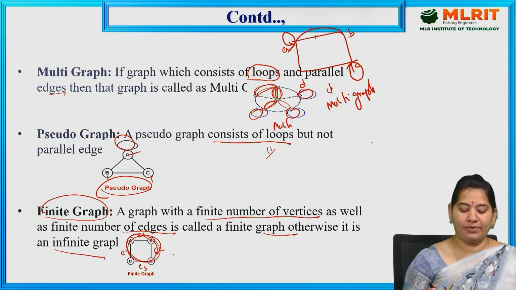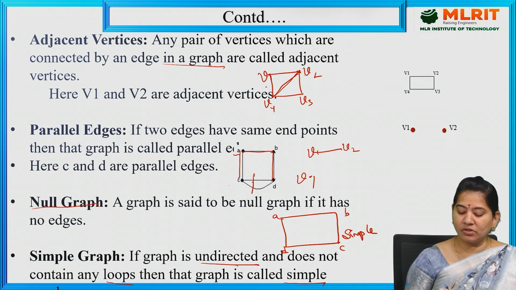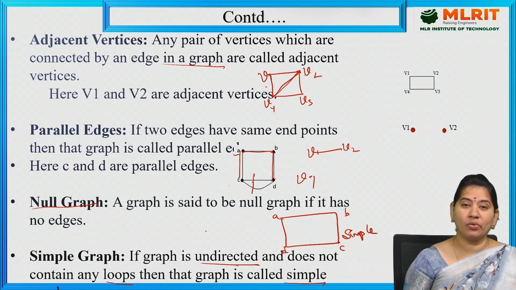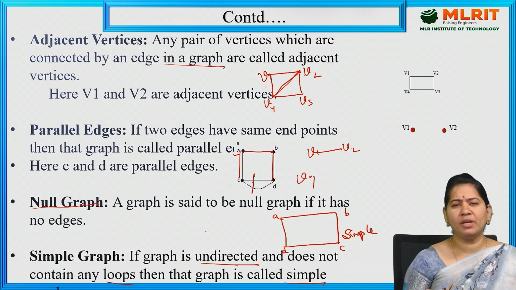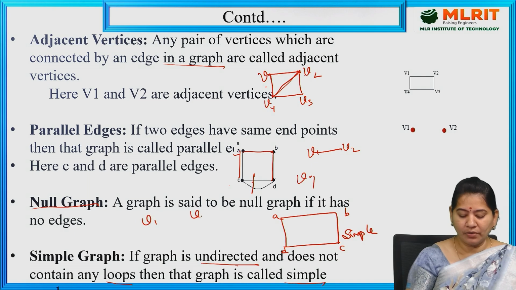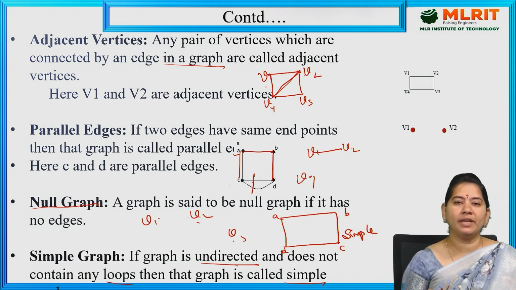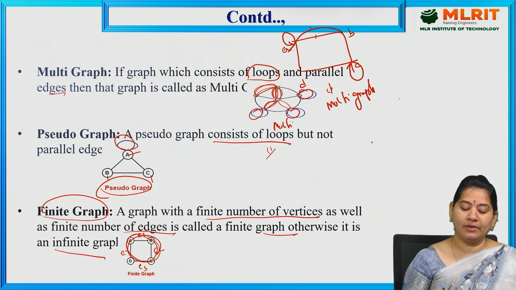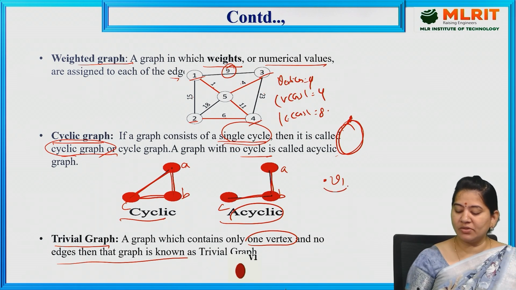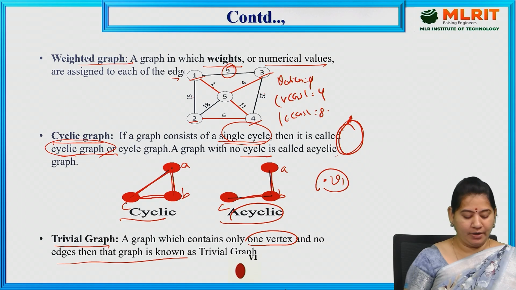That is called trivial. But a graph is said to be a null graph if it has no edges. If it has no edges means what? It can have any number of vertices: V1, V2, V3. Like this, I can have any number of vertices, but no edges here. That's why it is a null graph. But the trivial graph should consist of only one vertex and no edges. Then the graph is called a trivial graph.